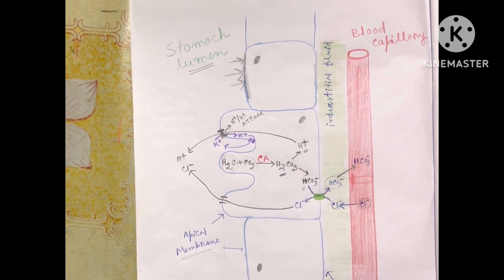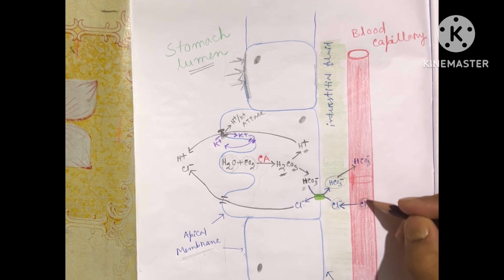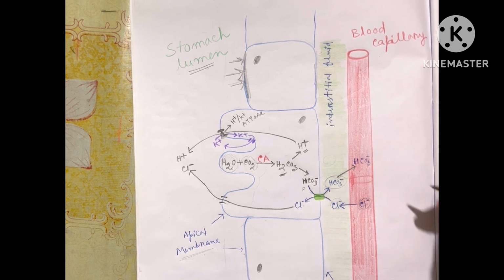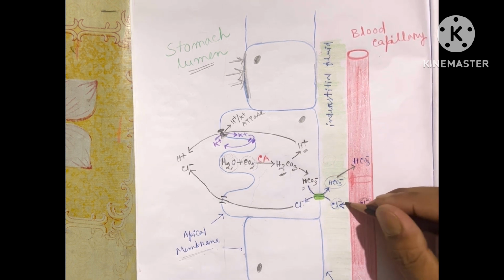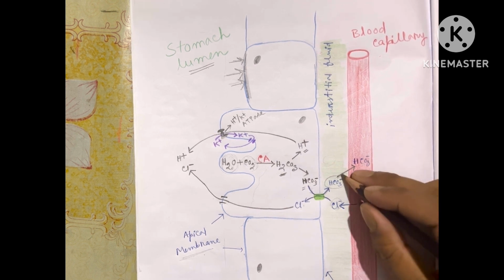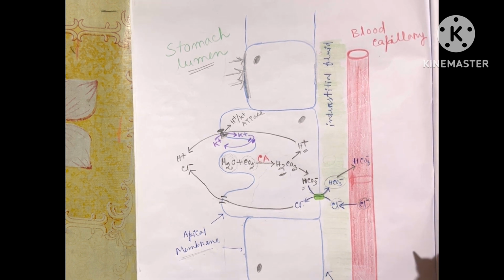So there is a compensation of anions. So when chlorine leaves, to compensate that side, another anion is moving towards the blood capillaries to maintain the pH level.